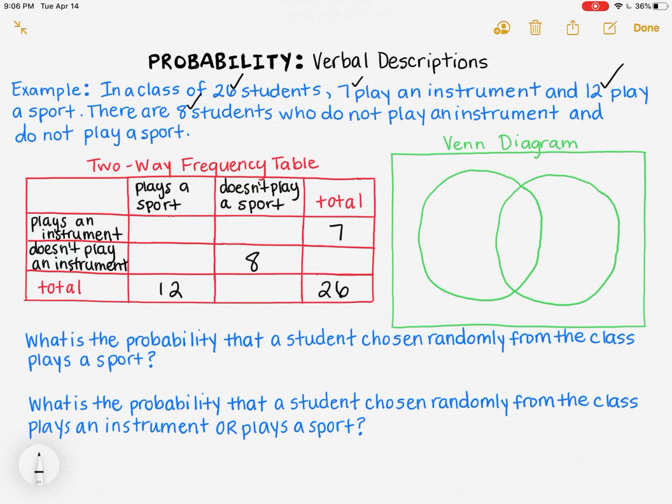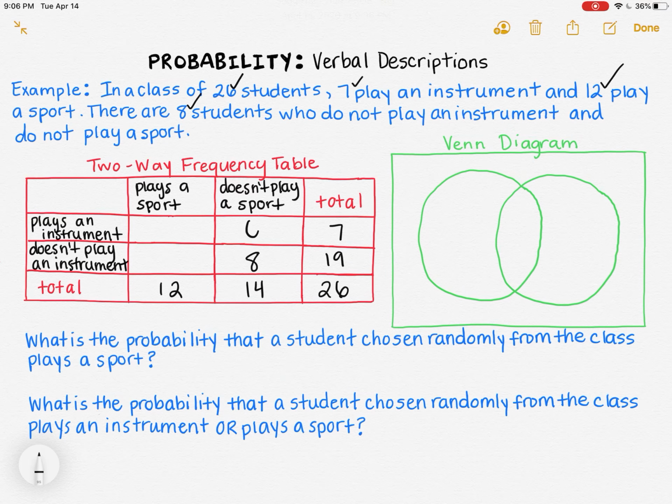Now I just need to fill in the rest of the table. I know that my rows and columns need to add up to my totals. I did this in the last video, so I'm going to do it a little more quickly this time. In my third column, 7 plus the missing number should be 26, so this must be 19. In the bottom row, 12 plus the missing number must be 26, so this number must be 14.